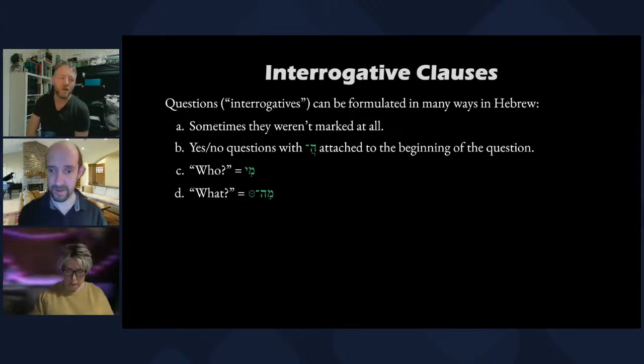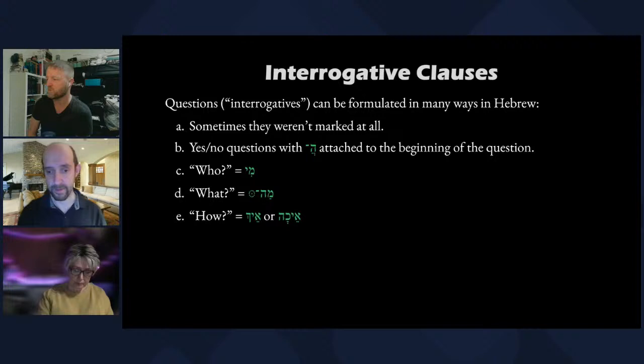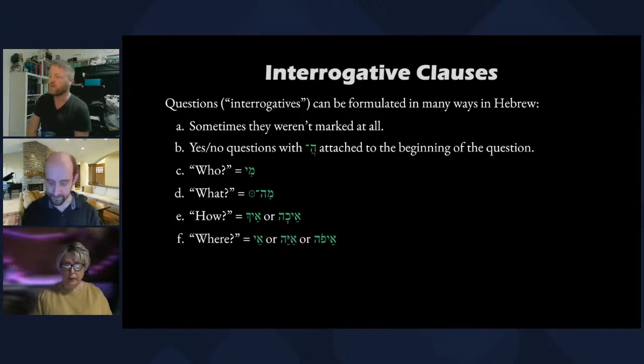Ma, or also me. It means what. Ma asiti? What did I do? Ma atem osim? What are you doing? Ech or echa means how. We have other words for these in modern Hebrew, by the way. We use these words, but we have other words also that are added. We have two of almost all of them. So for ech, we say ketzad. And for why, we say madua. Madua also is in the Bible, by the way. But ketzad is not.